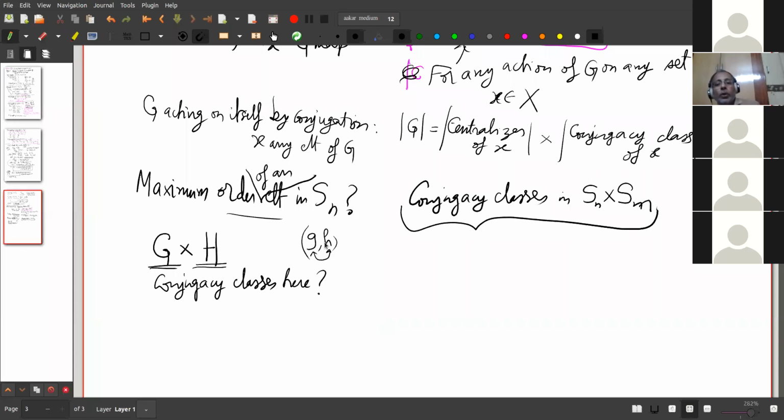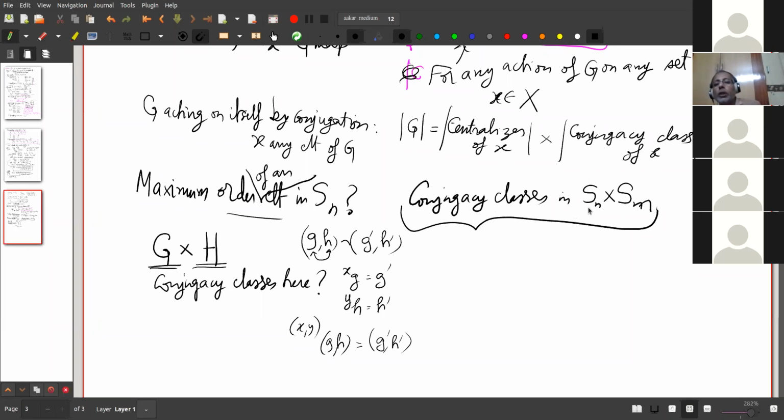So if (g, h) is conjugate to (g', h'), let's say x conjugates g to g', which I write like this, standing for x g x inverse, and y conjugates h to h', then (x, y) will conjugate (g, h) to (g', h'). So (g', h') is a conjugate of (g, h) if and only if g' is a conjugate of g and h' is a conjugate of h. When it's a direct product, the answer is not so deep.